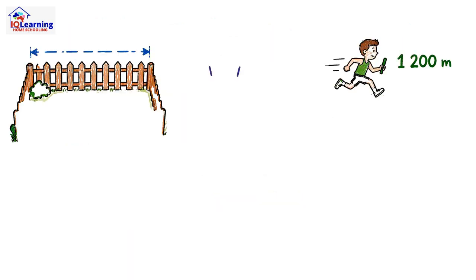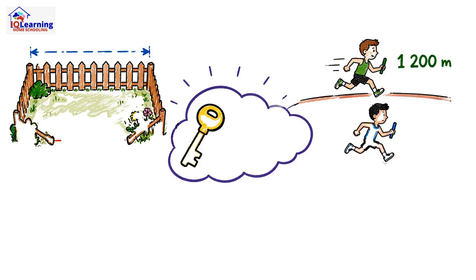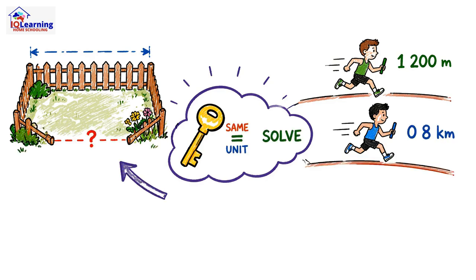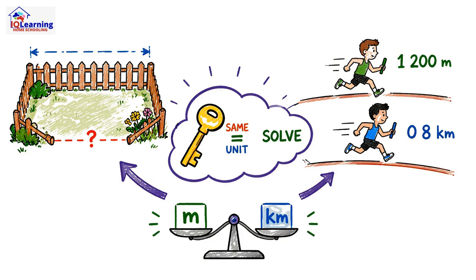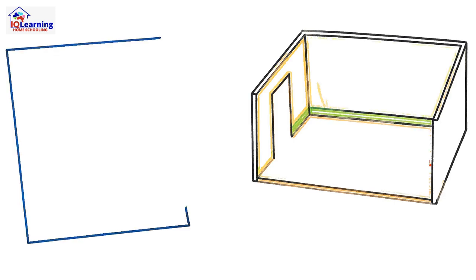It lets you find a missing side on a garden fence when you know the total perimeter. It helps you compare who ran further in a relay race, the person who ran 1,200 meters or the one who ran 0.8 kilometers. It even lets you shrink the entire world onto a piece of paper.